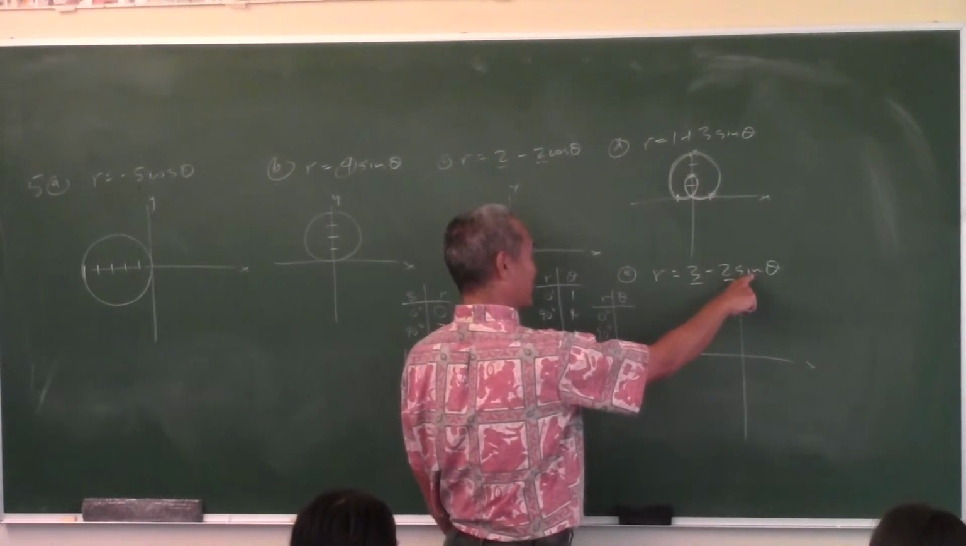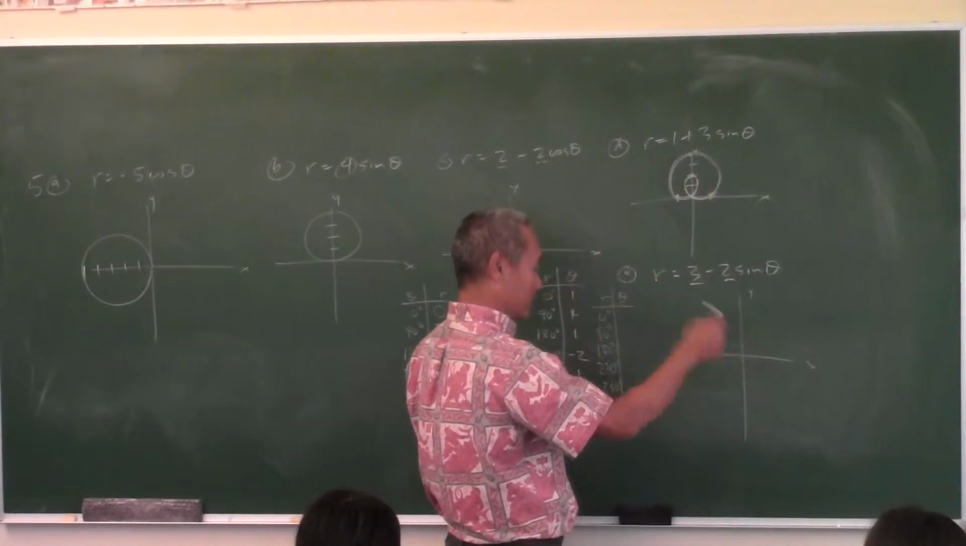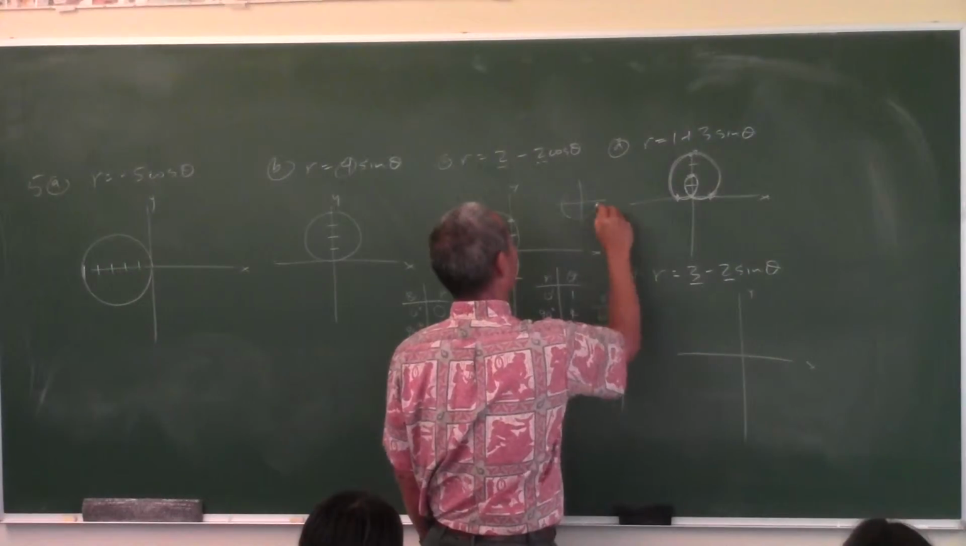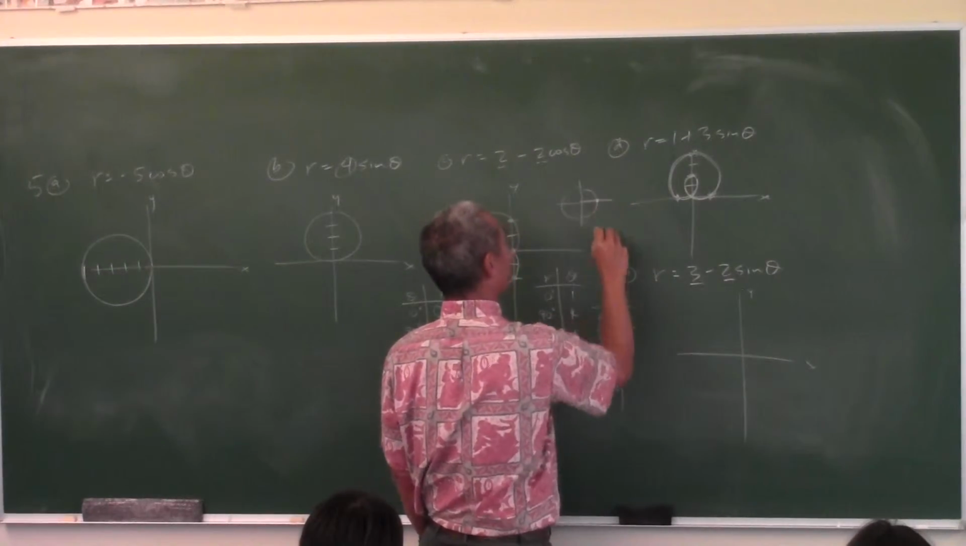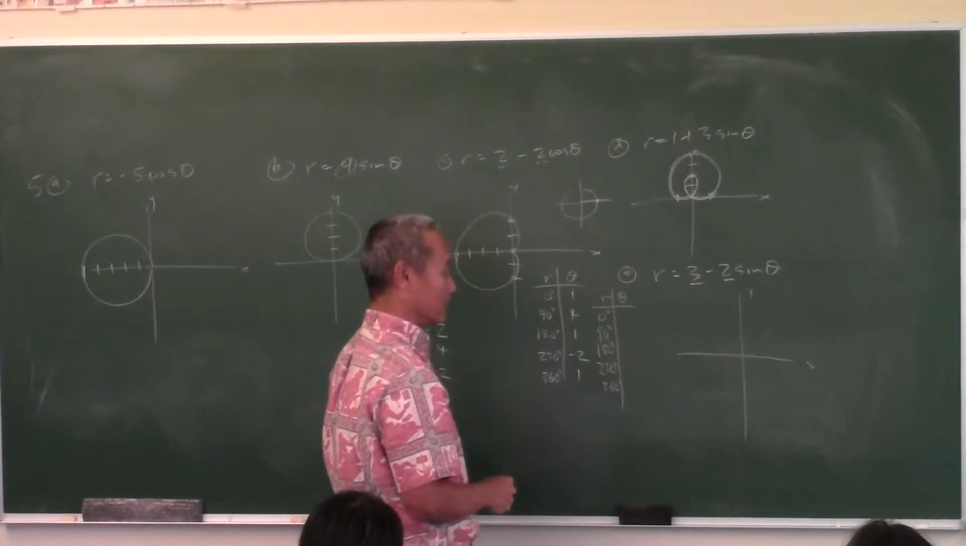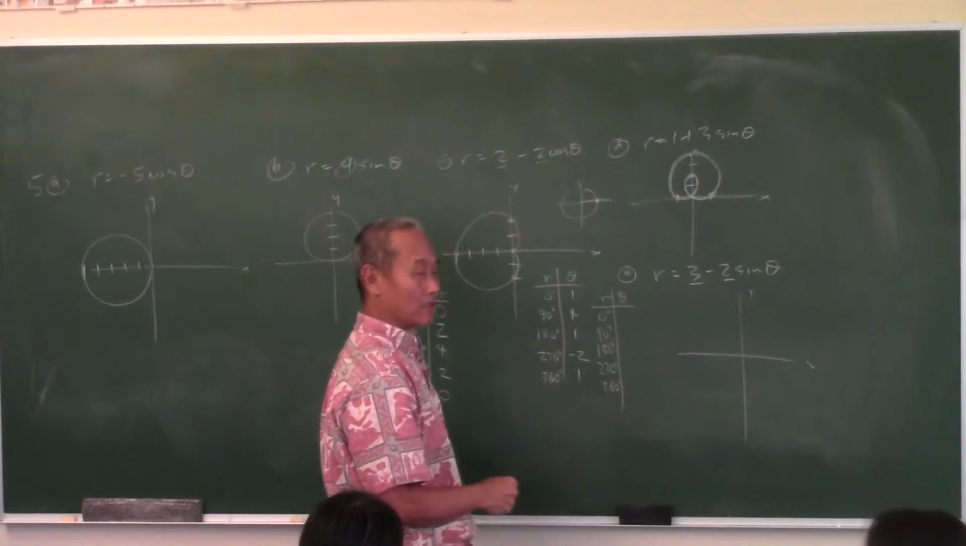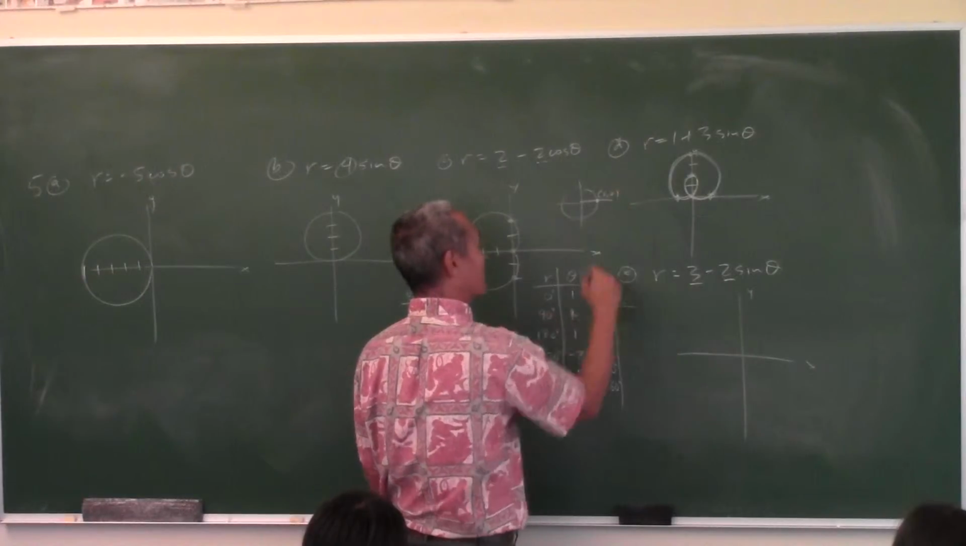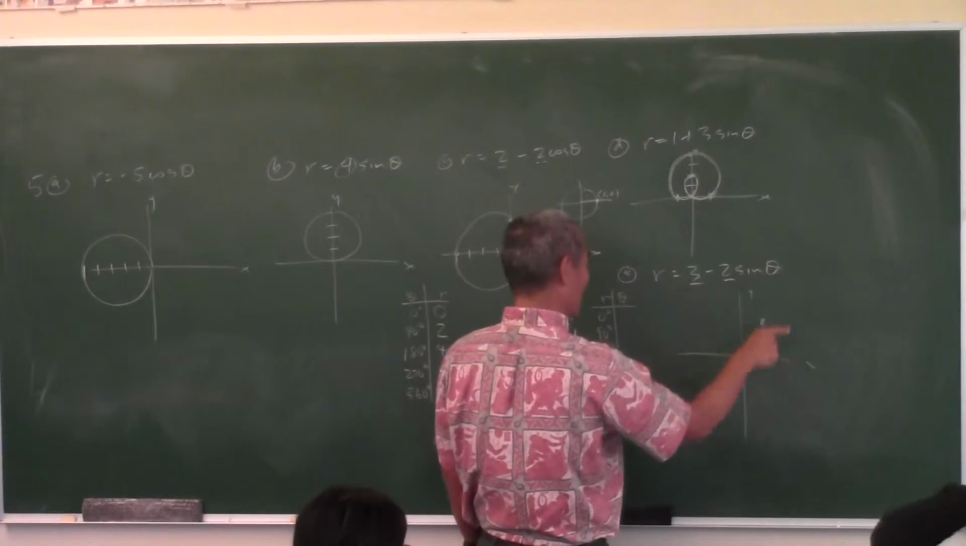No. Sine of 0 is, look at the unit circle. Here's 0. What's the y coordinate of that point? 1. The y coordinate. Here, look. This is the point 0, 0. Okay, it's 0. Okay, so if that's 0, what's the whole thing?